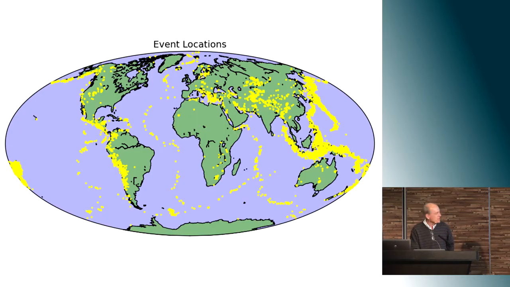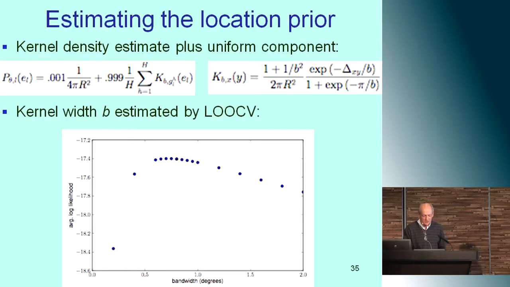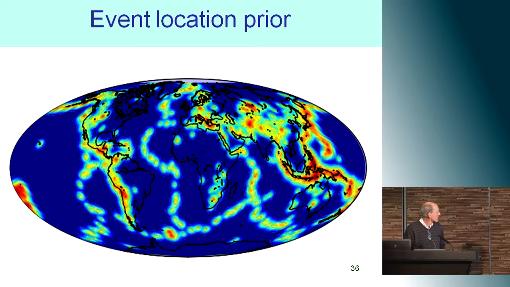So to learn the spatial part of that prior, we can look at historical events, and we can do a cross-validated kernel density estimate, and we get a prior that looks like this. And one surprising thing about this, if you live in California, you think you're in earthquake country. You are not. Pretty much 90% of all the stuff happens over in Indonesia in the bottom right section.